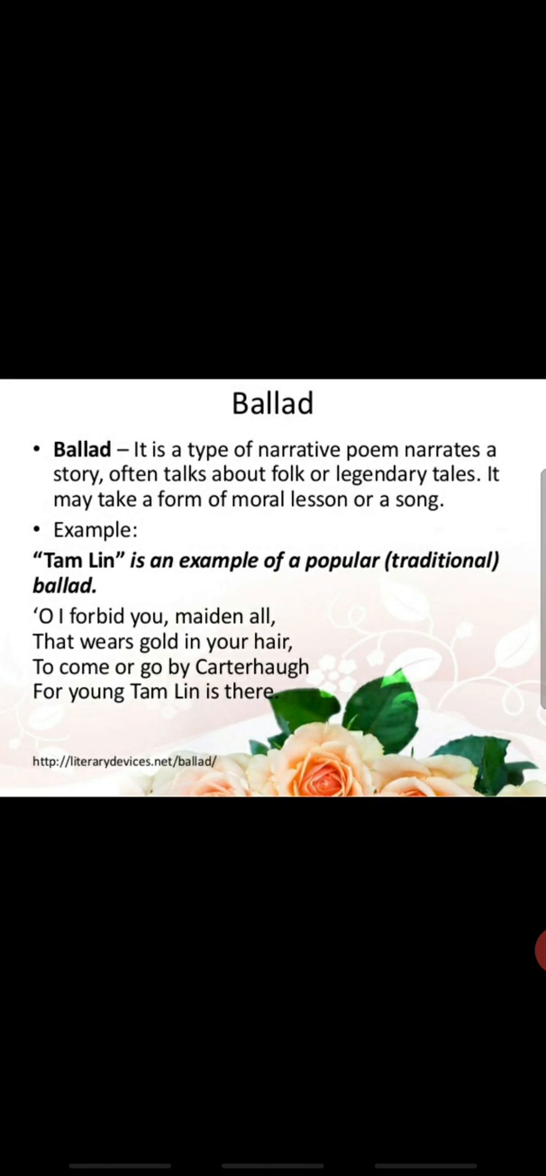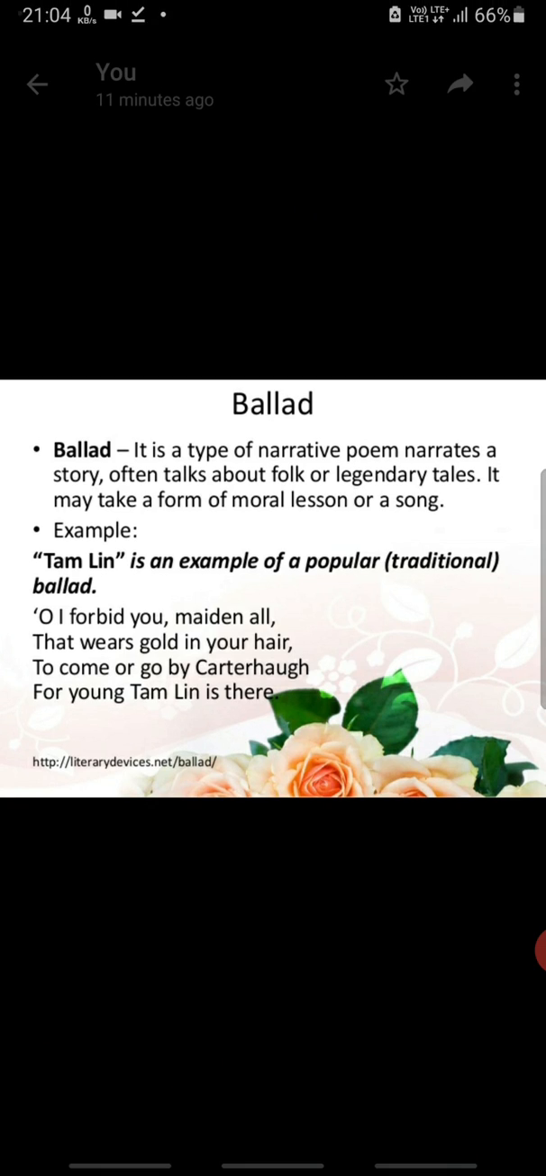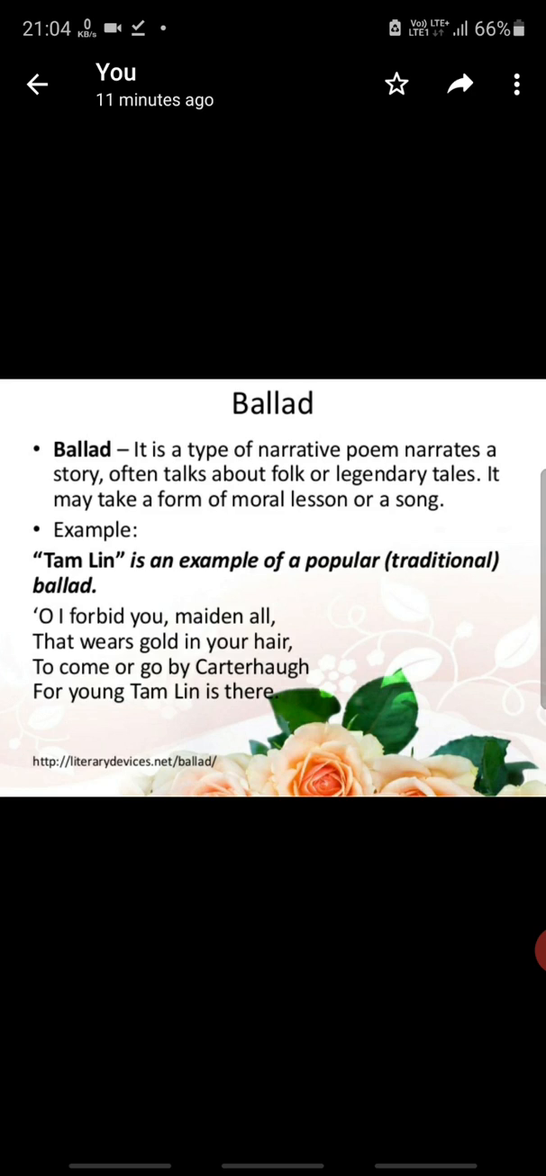Now we will talk about ballad. A ballad is a type of narrative poem. It's a poem or a song that narrates a story in short stanzas, and it often talks about folk or legendary tales. So it can also give us a kind of didactic lesson.